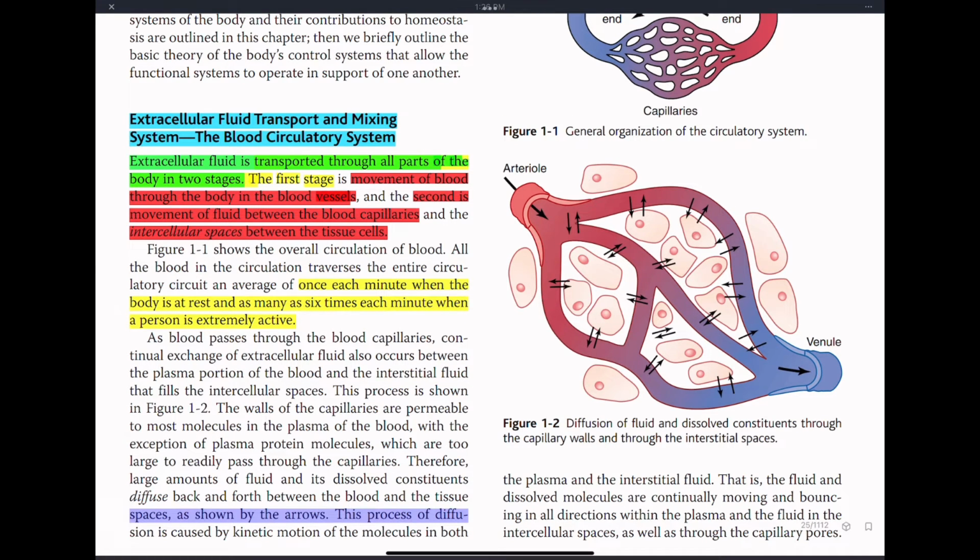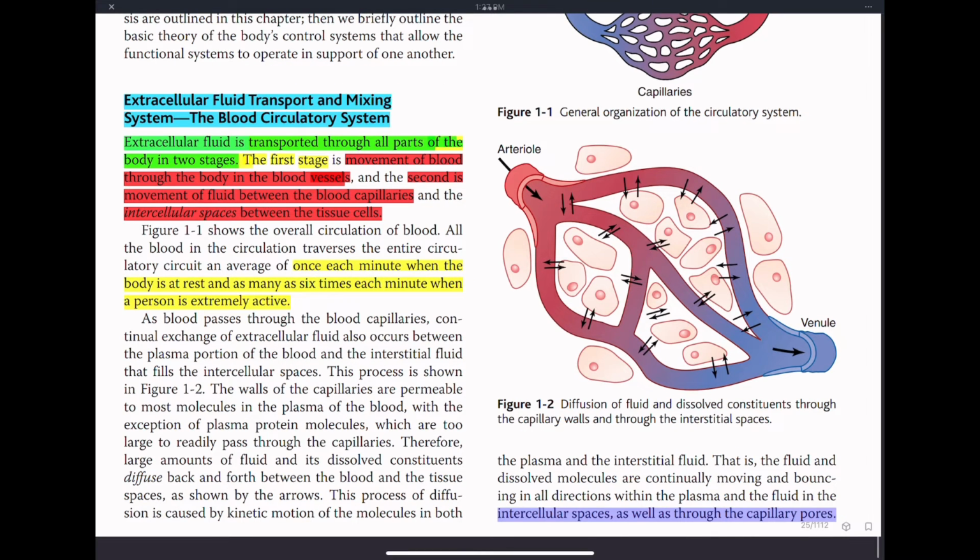This process of diffusion is caused by kinetic motion of the molecules in both the plasma and the interstitial fluid. That is, the fluid and dissolved molecules are continually moving and bouncing in all directions within the plasma and the fluid in the intercellular spaces, as well as through the capillary pores.